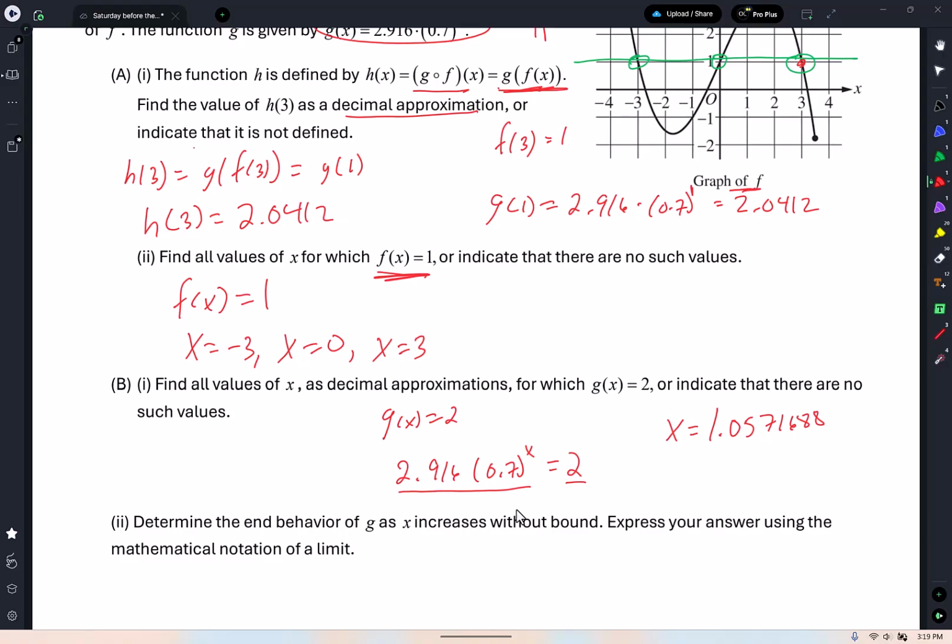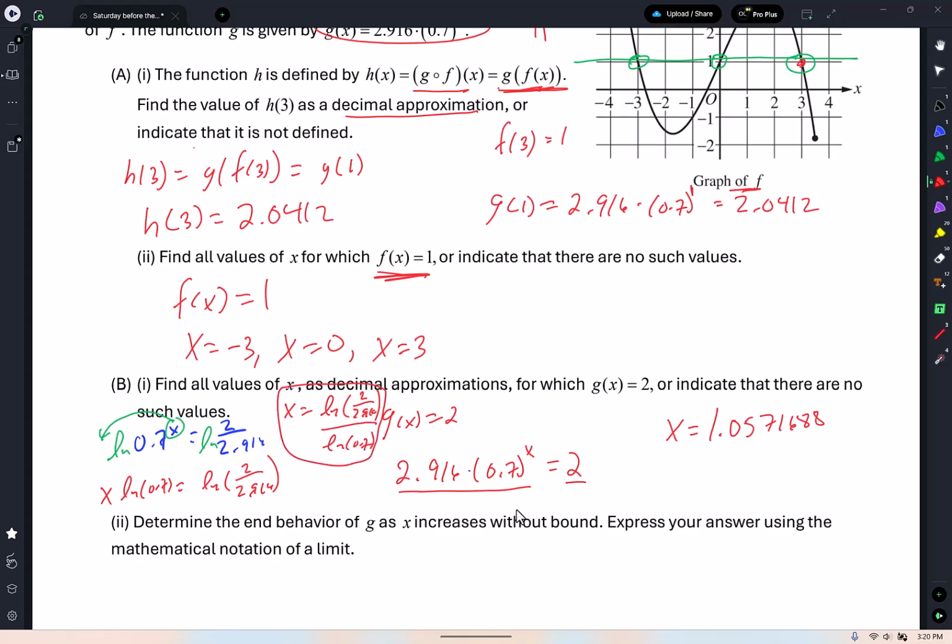Like I said, you could have done it by hand. Divide by 2.916, because that's a product there. So you could have said 0.7 to the power x equals 2 over 2.916. And then you could have brought in ln to bring the x down, using the power rule for logarithms. You could also say log. Then you would have x ln of 0.7 equals ln of 2 over 2.916. And then just divide both sides by ln of 0.7, so x equals ln of 2 over 2.916 divided by ln of 0.7.